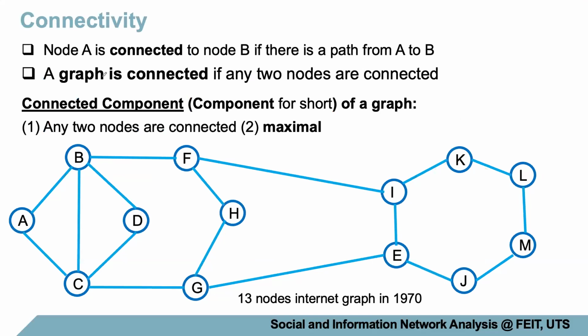Next, we talk about connectivity. Before that, let's see a question. With unweighted graphs, would we be only looking at the number of edges for the shortest path between two nodes? You guys see if they are directed or undirected.